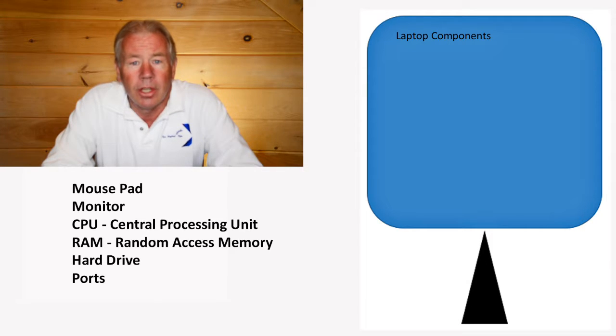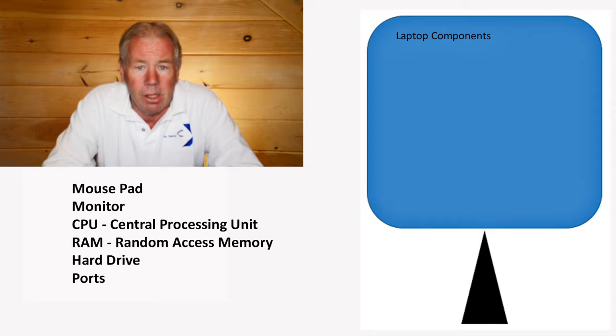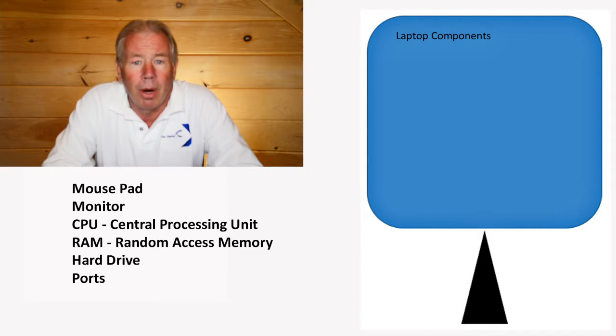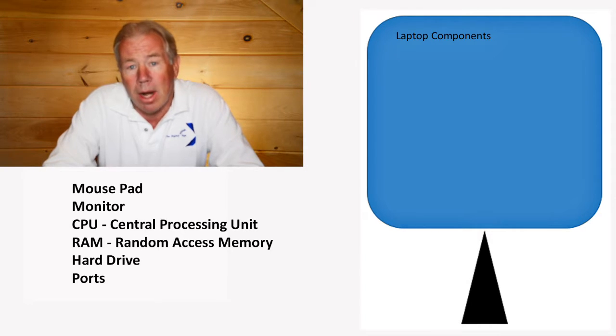We began that section with a discussion of the mouse pad and how it's used to control the movement of your cursor on the screen. We then discussed monitors and how they vary with respect to both size and resolution. We then took a look at the central processing unit, or CPU, and we described how it really serves as the brain for your laptop.